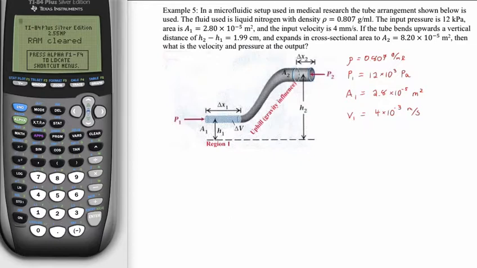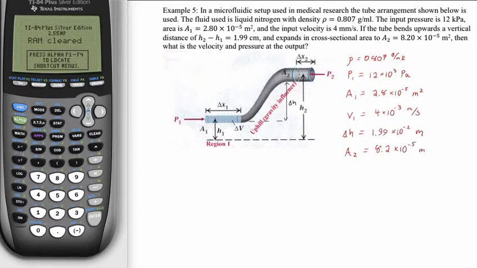But before we get there, let's look at what we have. We have the height difference, H2 minus H1. I'm going to call that delta H and show that in the figure. Right here, this is our delta H, and delta H is 1.99 centimeters, or 1.99 times 10 to the negative 2 meters. And our last piece of information, finally, is A2, which is 8.2 times 10 to the negative 5 square meters.